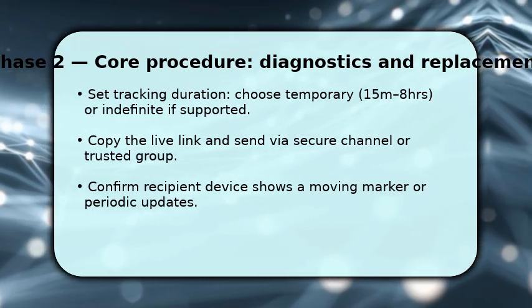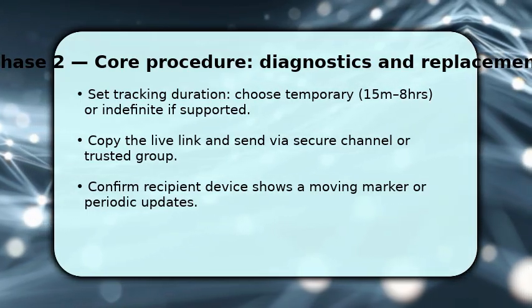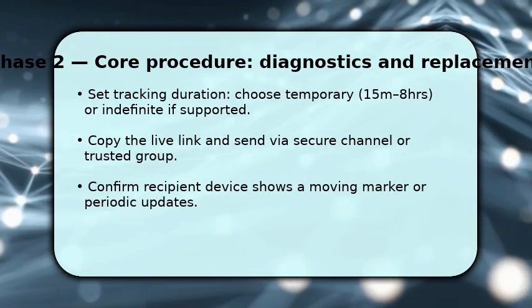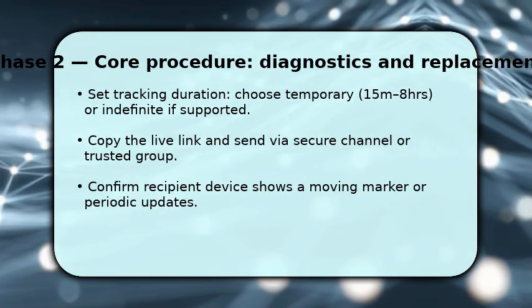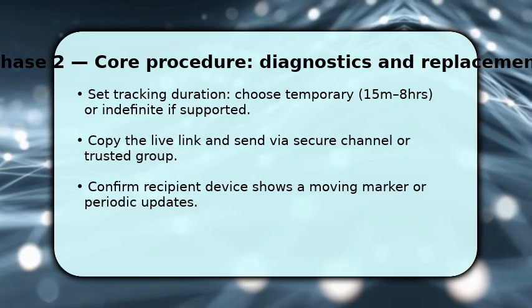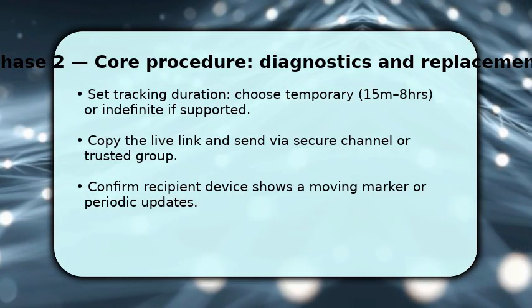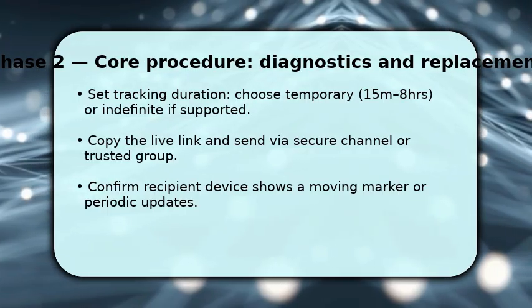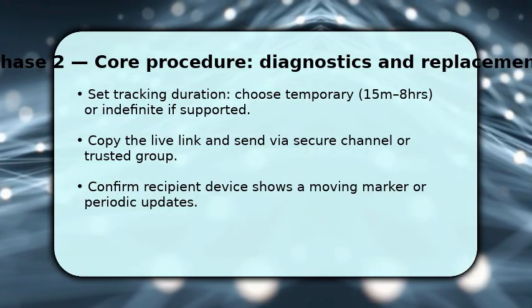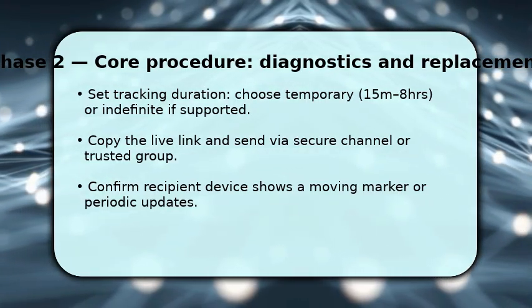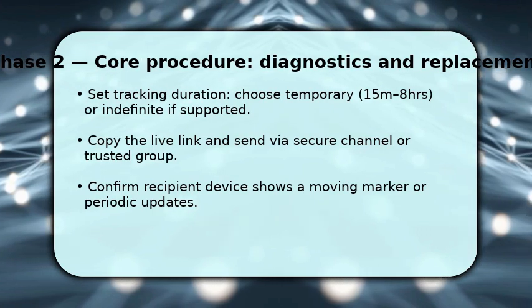Next, copy the link and paste it into the communication channel you control, message, email, or a tracking dashboard, and tell recipients to open it in the Map app. Make sure they see a moving pin or latitude/longitude updates. If they get a static location, ask them to refresh or reopen the app. This step ensures the link behaves as a live feed rather than a snapshot.